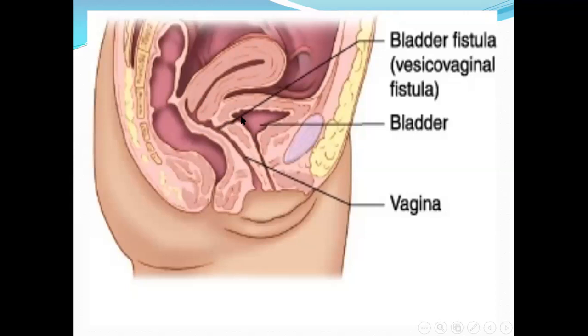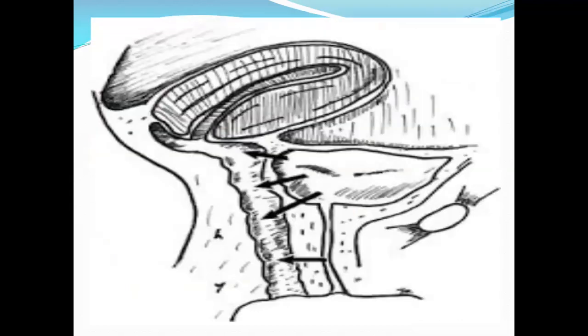So this is the vesico-vaginal fistula, which is communication between the bladder and the vagina. Here we see the vesico-vaginal fistula can be high up in the vagina and can be in multiple levels here and here. And there could be a urethro-vaginal fistula.